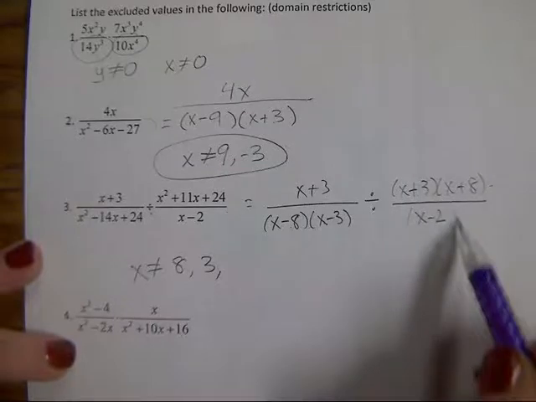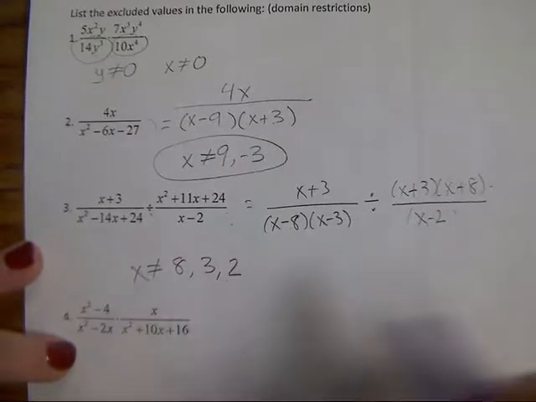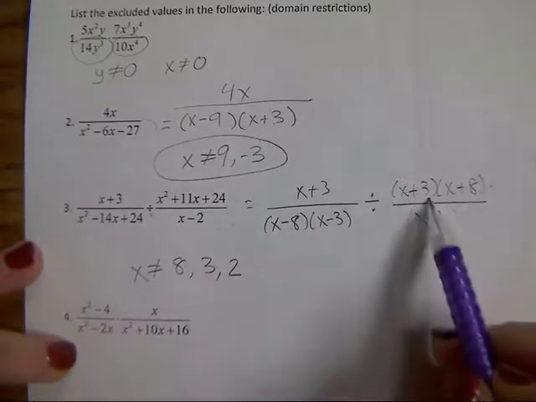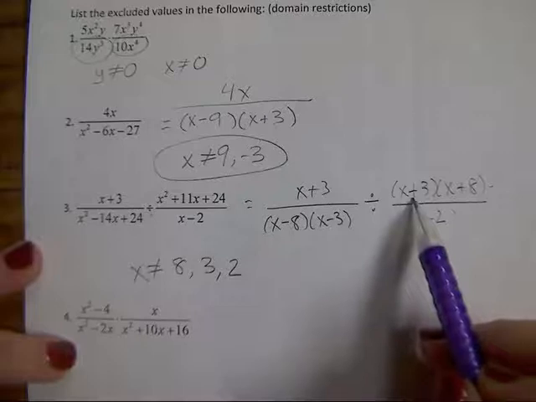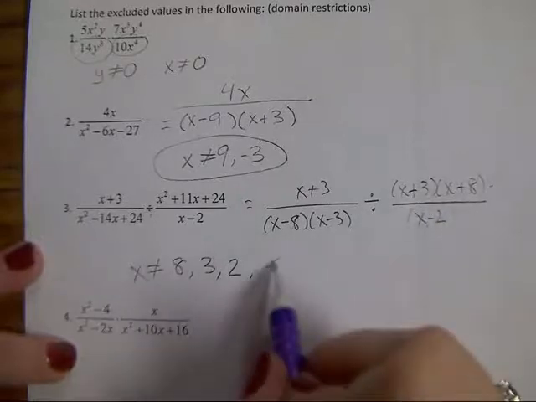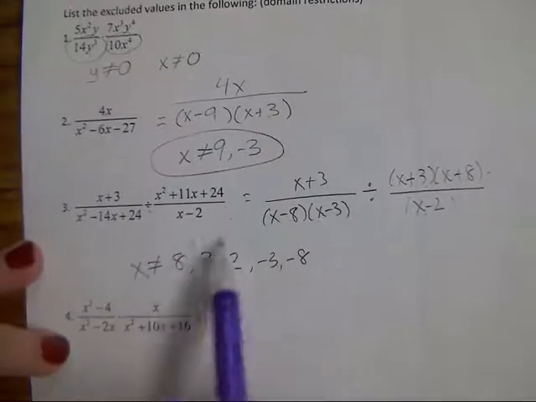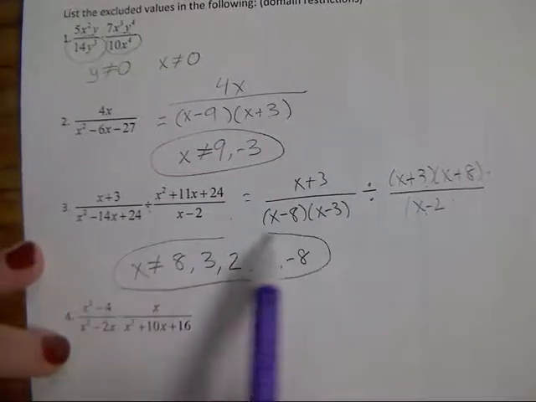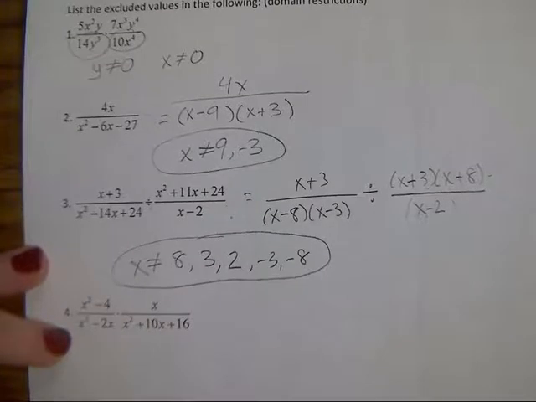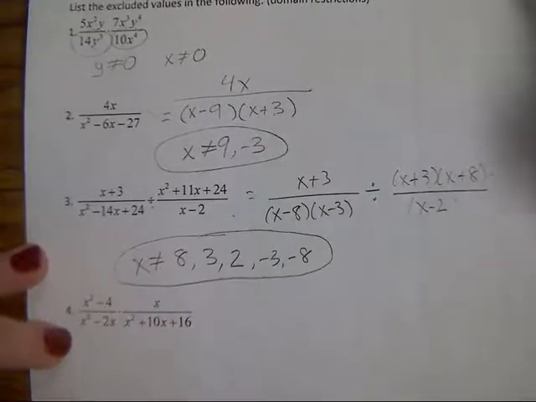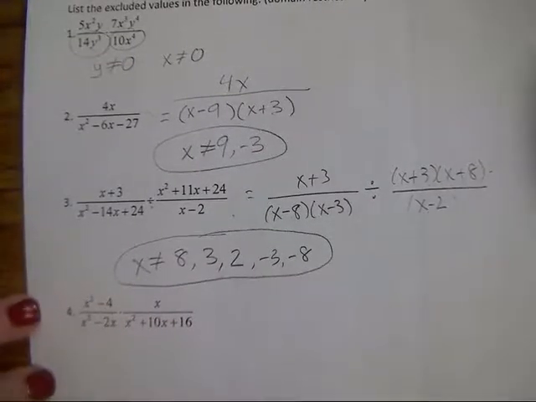In this denominator, x cannot be 2. I have to also look up top. Here, x cannot be negative 3 or negative 8. Okay, so this one actually had 5 excluded values. X cannot equal any of those things, or else our problem would be undefined.